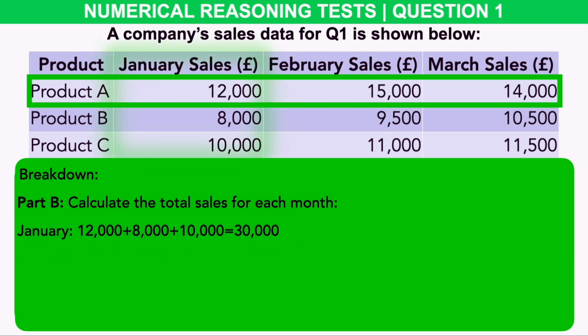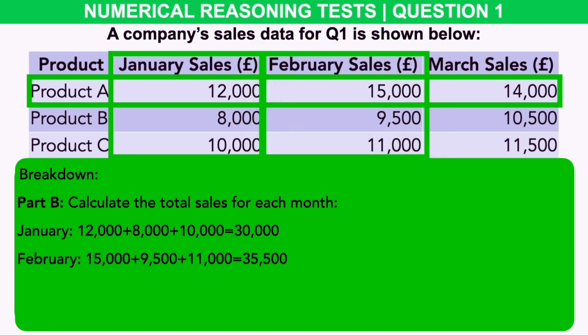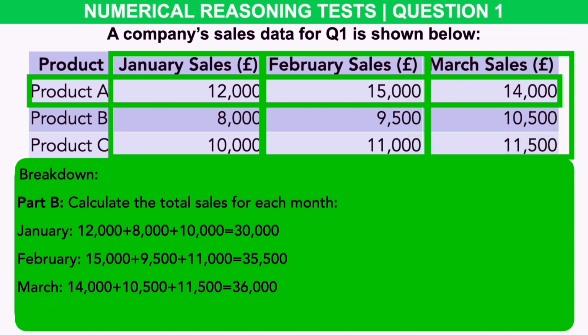Now, to break down part B, we need to calculate the total sales for each month. So in January, that is 12,000 plus 8,000 plus 10,000, which gives us 30,000. In February, that's 15,000 plus 9,500 plus 11,000, giving us a total of 35,500. And for March, it's 14,000 plus 10,500 plus 11,500, gives us a total of 36,000. So the correct answer to the question, the month with the highest total sales, is in fact March.